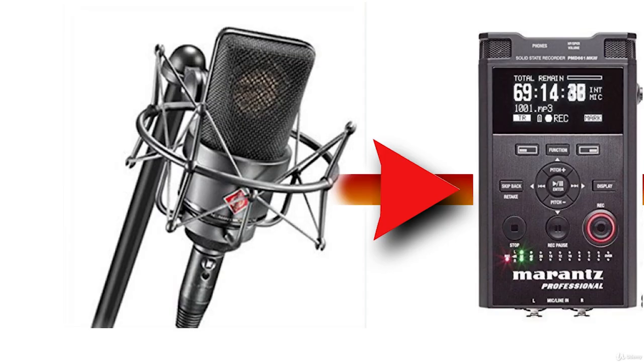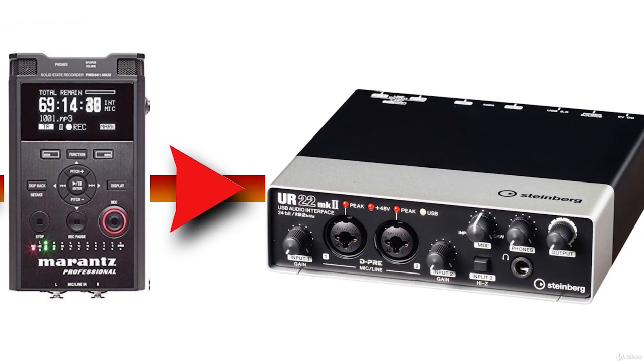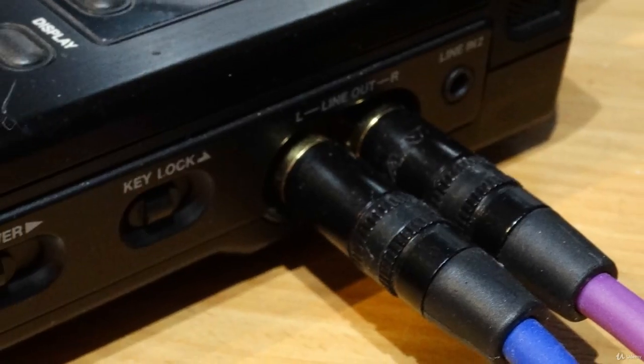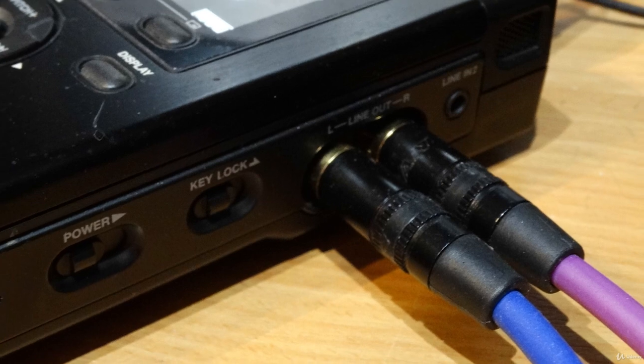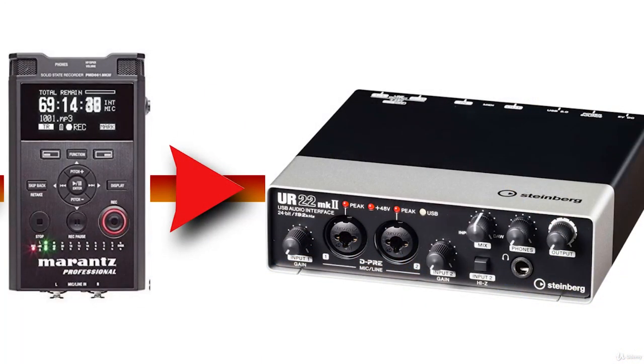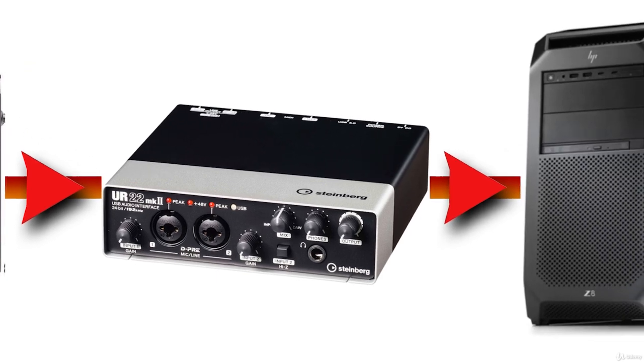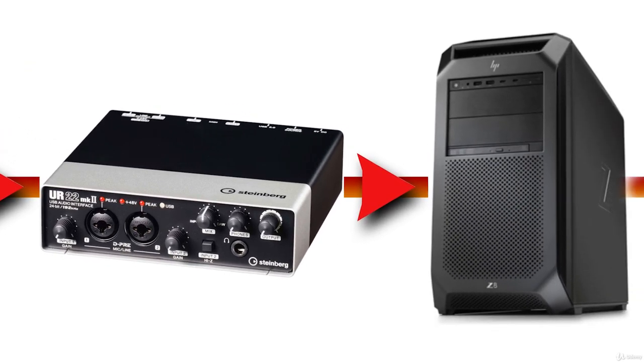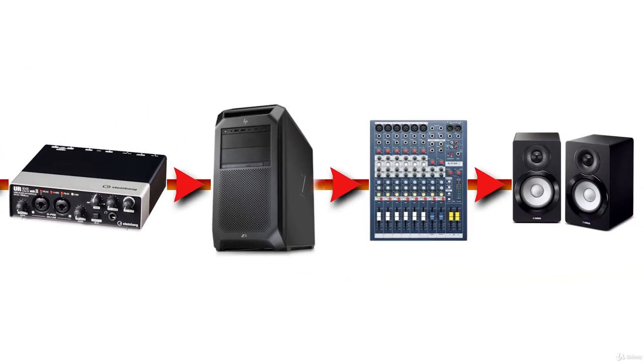Now, this audio recorder has an analog output. Do not choose the headphone socket. The outputs may look like this. And wire these via quality short wires into a USB audio interface, in my case the Steinberg UR22 Mark II. That is connected to the computer by a short USB cable.